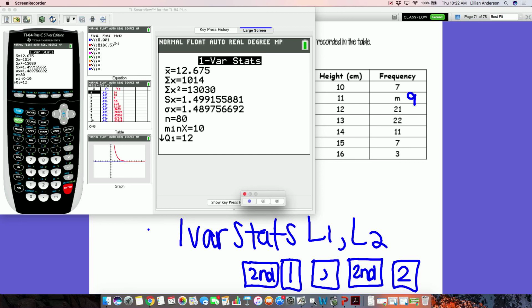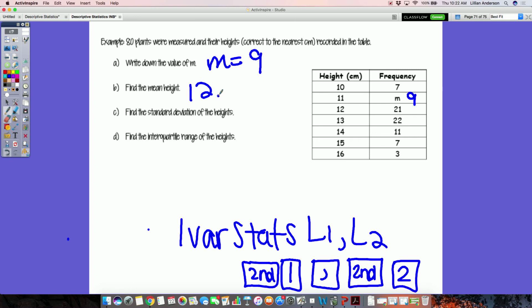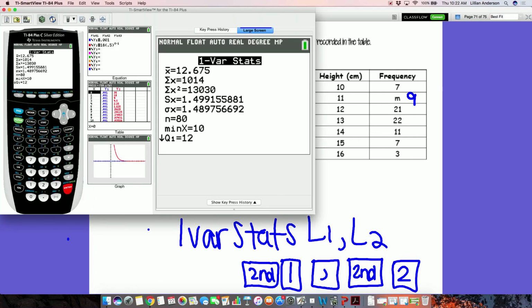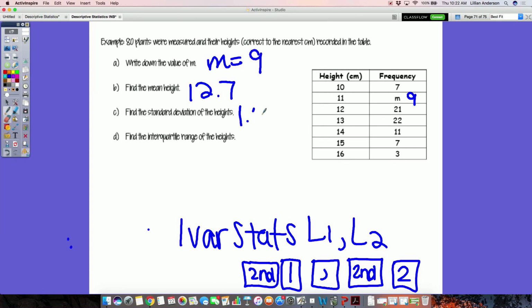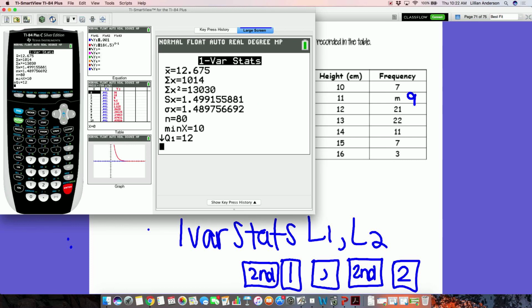raise your hand if your data does not look like mine. So, what is my mean? 12.7, 3 significant figures. What's my standard deviation? 1.49. Remember, it's the symbol with the O with the extra tail, so we have to round to 3 significant figures. 1.49, because the 9 will make you round up the 8.